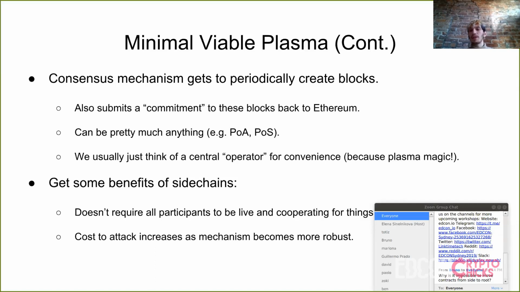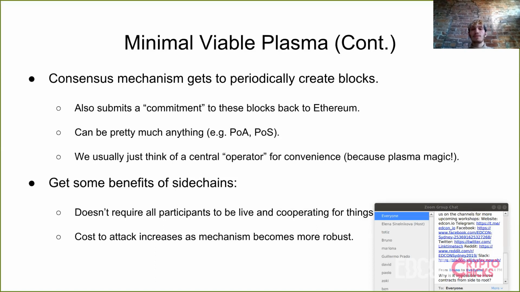So for simplicity, usually with these consensus mechanisms, we just hand wave it and think of them as a single operator. This is sort of like Plasma magic, because we have this property in Plasma world that in the worst case scenario, everyone can still get their money out. It's really easy to just think of the consensus mechanism as a single operator because it's totally fine for that to be the case, right? It could absolutely just be a single operator, and users would still be safe.